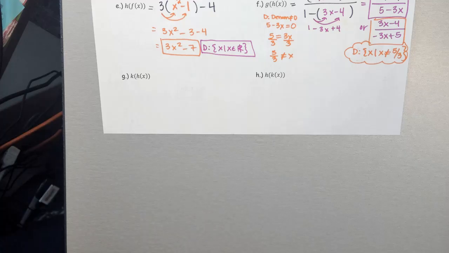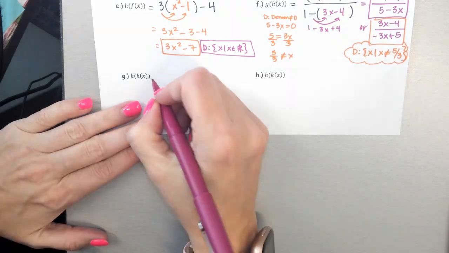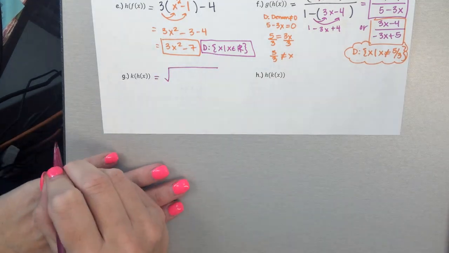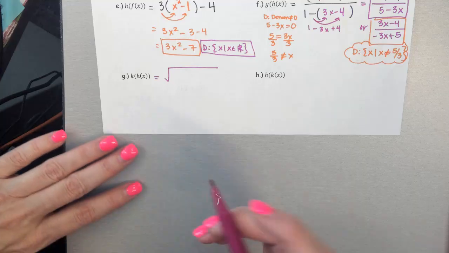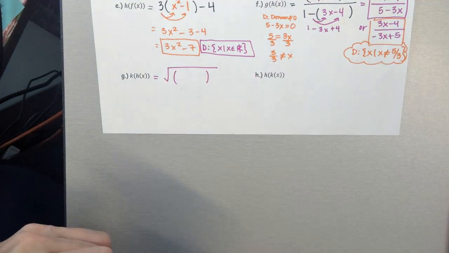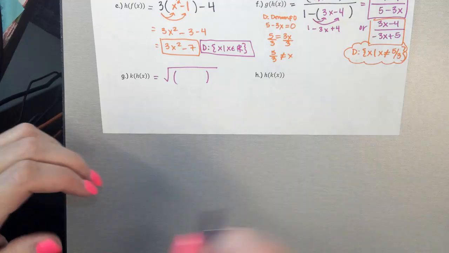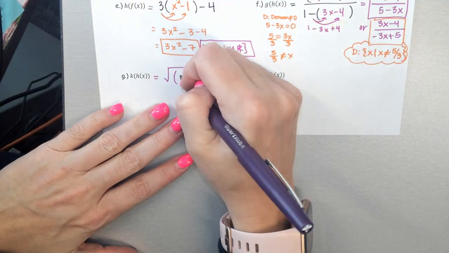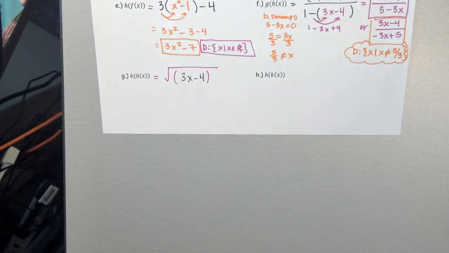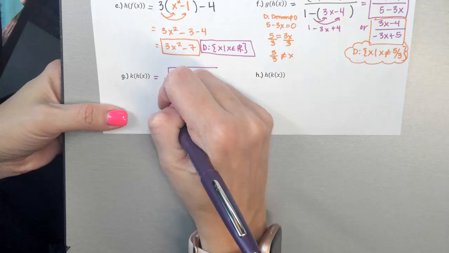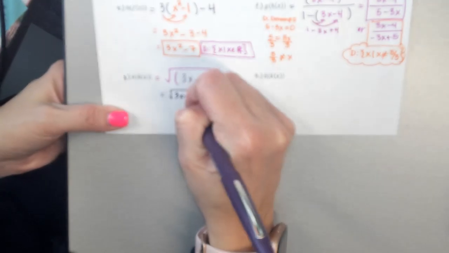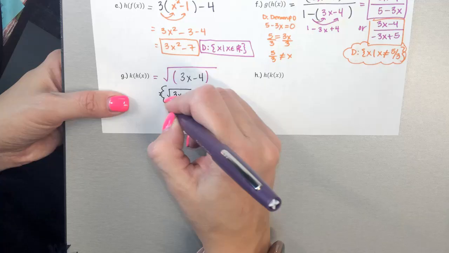Okay, so for g, we have k of h of x. And your value for k is the square root of x, okay? So when you have the square root of x, you can put your parentheses there. It is one quantity. And then when you plug in h of x, it's 3x minus 4. Whenever you have a square root, if you have a binomial or a trinomial, you are not going to be able to simplify that. Your final answer is just simply the square root of 3x minus 4.